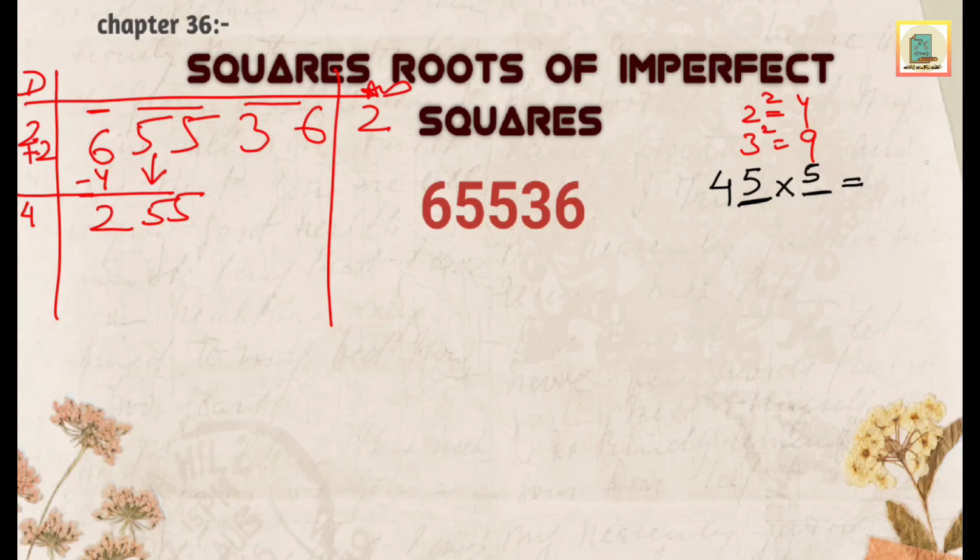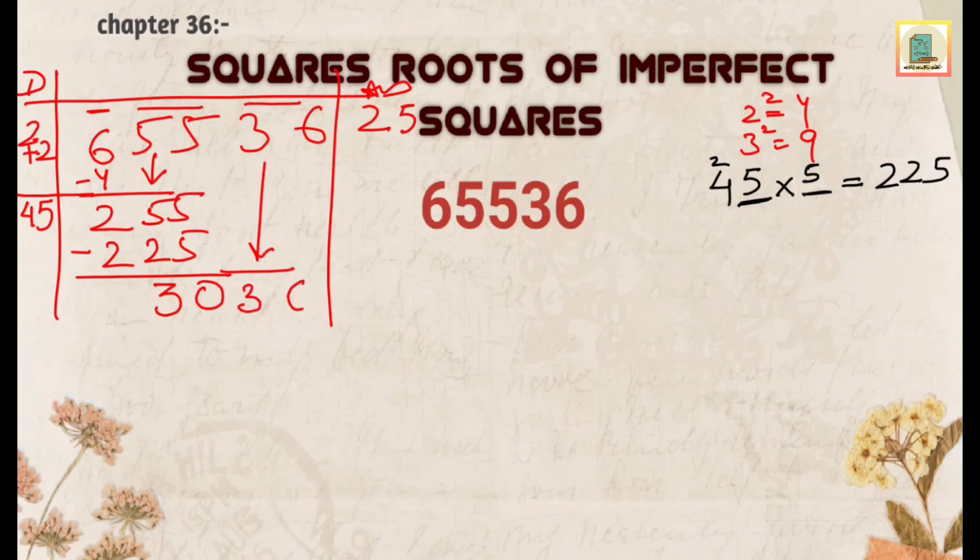So 5 5s are 25, 4 5s are 20, so 225. So here as we can see it's going by 5. So 5 over here and 5 in the answer part. So the next divisor comes is 45. Now minus 225, we get 30 as the remainder. Now we'll drop another pair, that is 36. Now the next dividend we get is 3036.